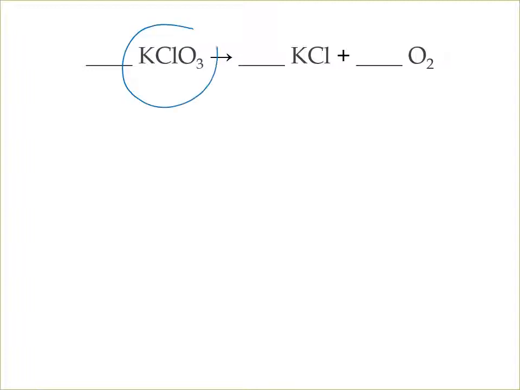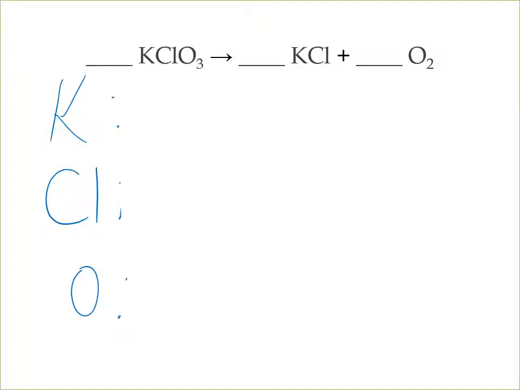A little bit different look here. The first two we did had two small pieces coming together to make one larger one. Now we have one larger piece breaking down into two smaller pieces, just breaking apart. So I'm going to do the exact same way. K, Cl, and O on the left. K, Cl, and O on the right.